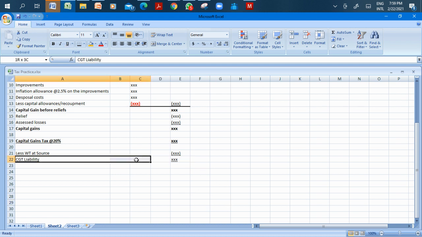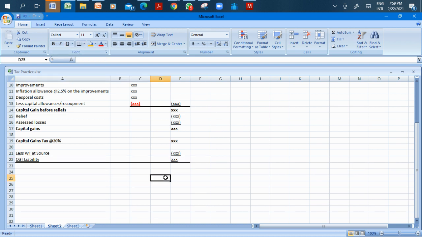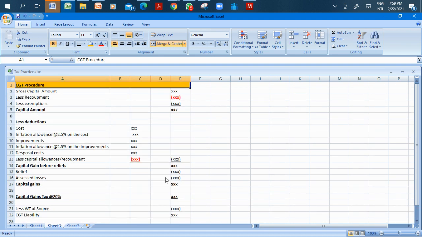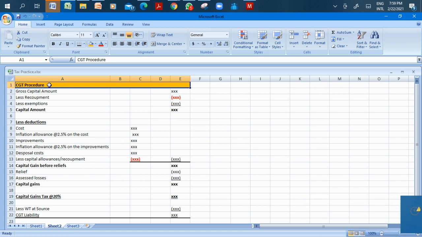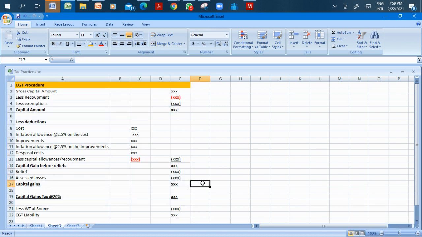Whenever you are given a question, this is how you do it. When you just follow this procedure, you will never go wrong. This is the procedure. It's just like a format. So this thing is done for each and every asset. You don't combine the assets. If we sold 5 assets, you need to do this thing for those 5 assets separately. I think that one is clear.